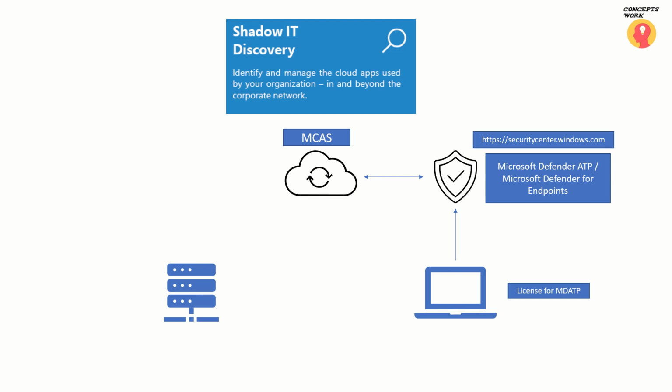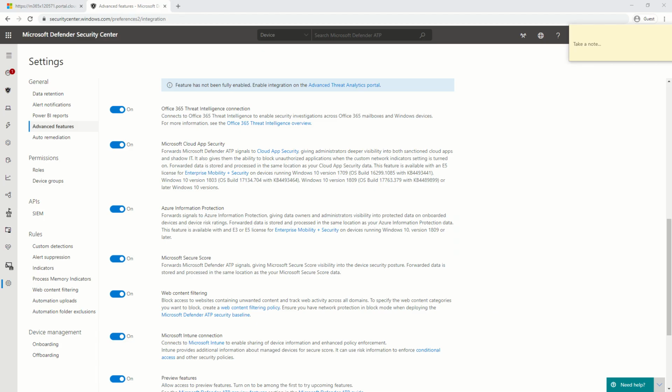So I'm going to switch to my browser where I can show you this option. This is my browser where I have signed into securitycenter.windows.com, which is the Microsoft Defender ATP portal. Then I have clicked on settings, and then on advanced features. And as you can see, there is a button that you just have to switch on and the integration is in place. Okay. Now, what does this actually mean? That all the signals which are getting captured from an endpoint from a cloud app discovery perspective will be forwarded to Cloud App Security.